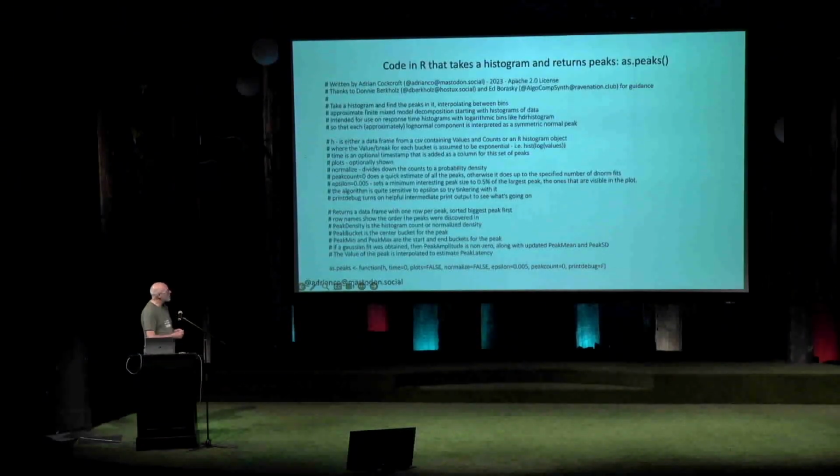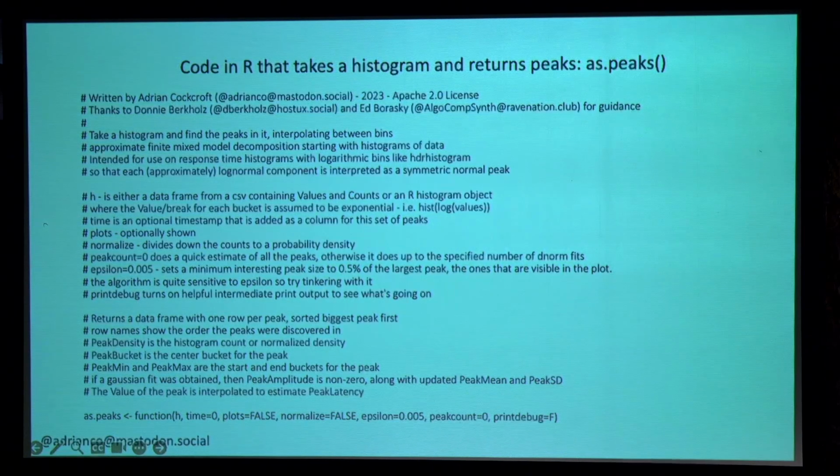So I got some code, I wrote it in R, it's called aspeak, so it takes this log of data, and log of latency, and it finds the peaks for it. There's a whole bunch of stuff here, but basically it's a function, you give it the histogram, you give it a timestamp, and then there's a bunch of other options. I won't show you the code, it's about 100 and something lines of code, it's on GitHub.